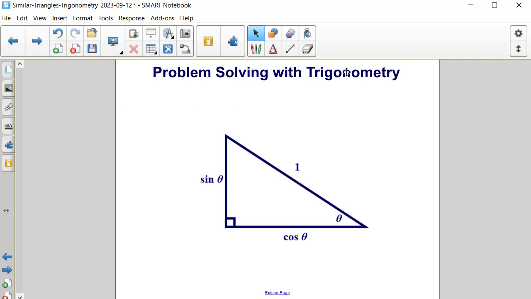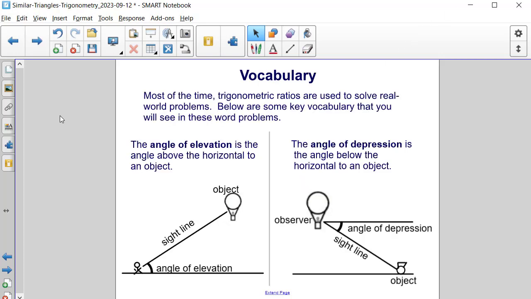Now let's discuss problem solving with trigonometry. Most of the time, trigonometric ratios are used to solve real-world problems, and there are some key vocabulary words that you will see in these word problems. Two of them are the angle of elevation and the angle of depression.